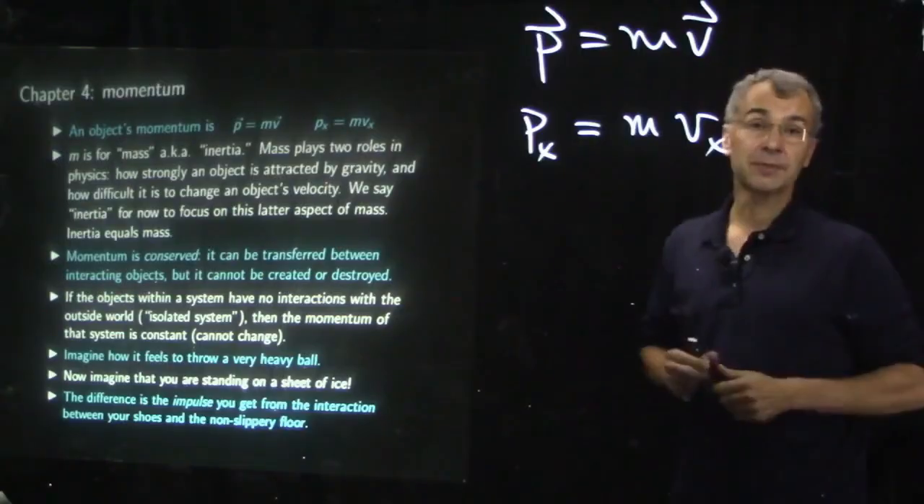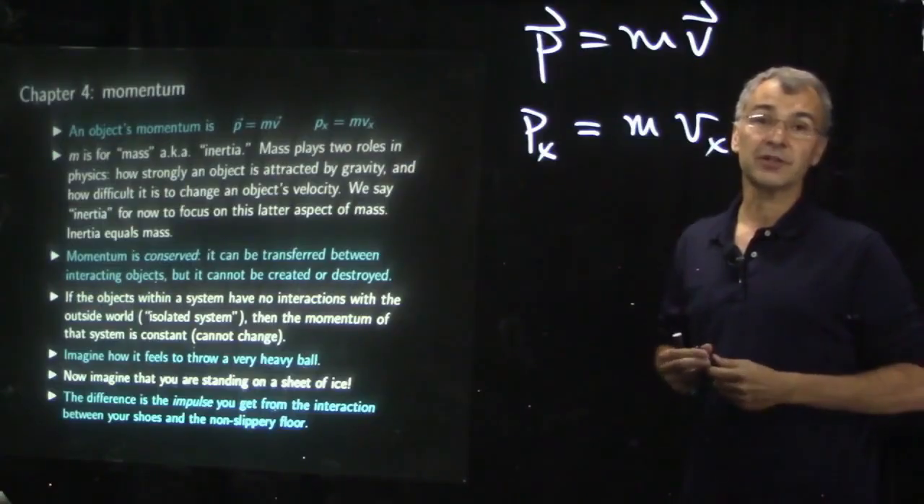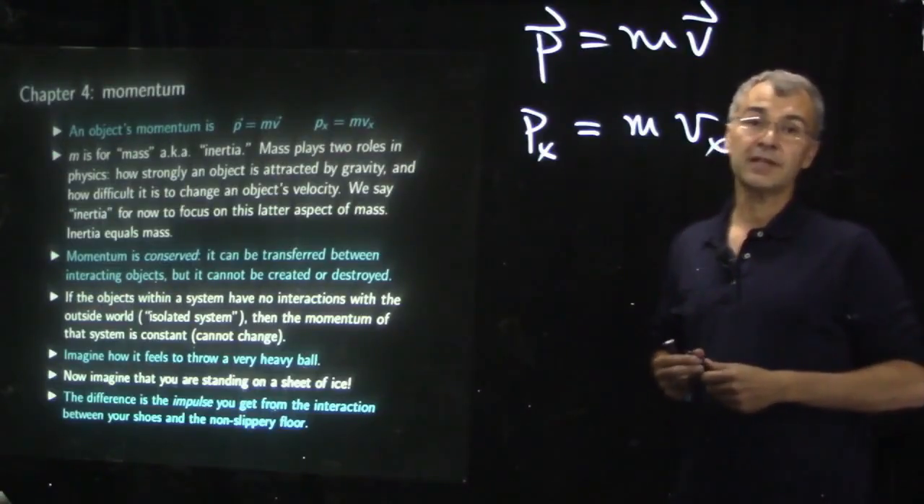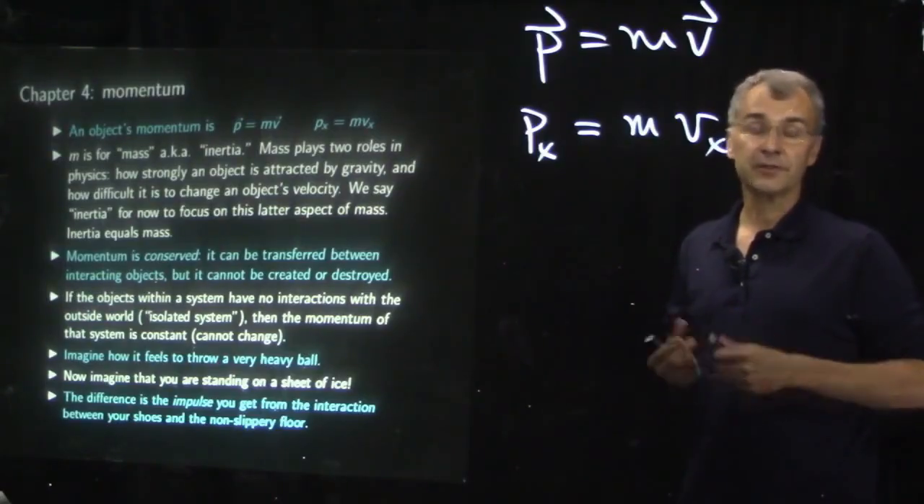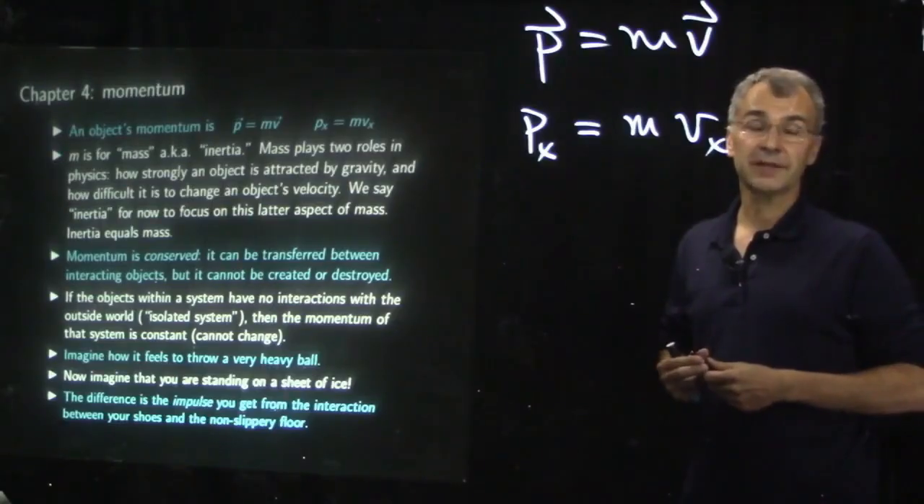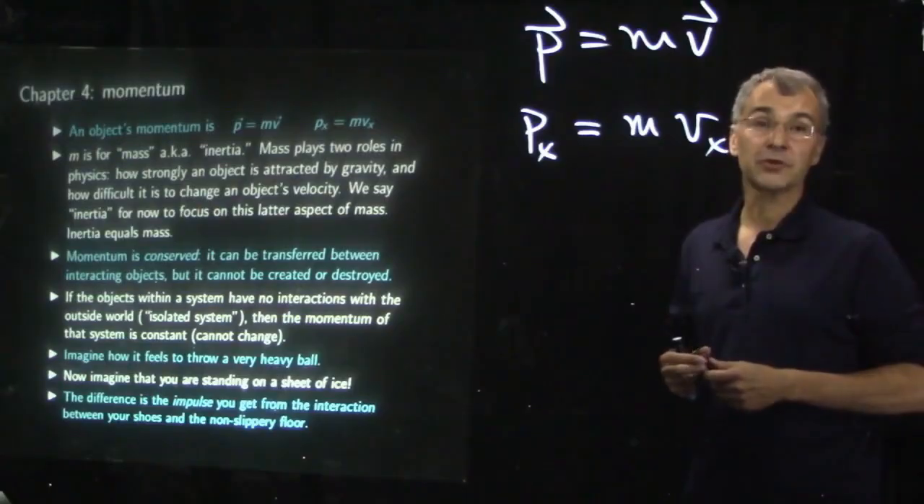The reason we're talking about momentum is that momentum is a conserved quantity. This is a hugely important idea in physics, the idea of a conserved quantity. A conserved quantity can be transferred from one object to another, but it can never be created or destroyed. It can be transferred from one thing to another, but it can't appear out of nowhere or disappear into nowhere.